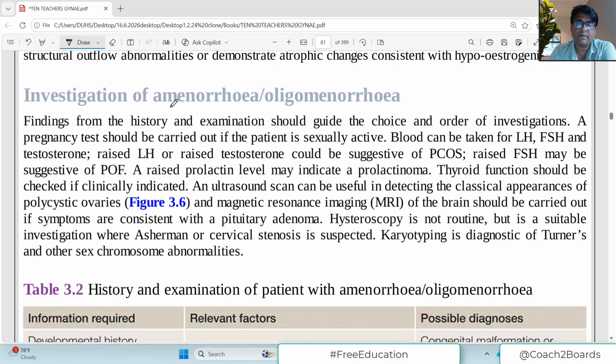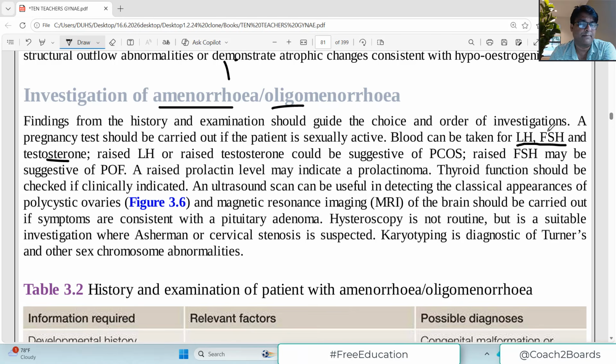Now, investigation of amenorrhea and oligomenorrhea. If patient comes to you, okay, Doctor, I've never had bleeding, primary amenorrhea or even secondary, what would you do? So obviously history taking and general physical examination, and then you move on to the laboratory findings, such as you must do TSH, FSH and LH levels, testosterone levels, and you should be then making a diagnosis based on it.